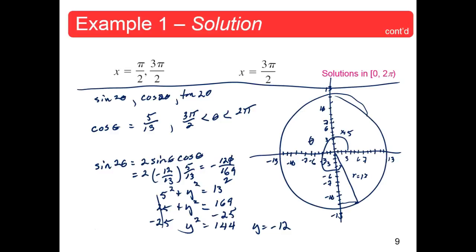All right, how about cosine 2 theta? Can we do that? What in the world is cosine 2 theta? Anyone give me a hint? Oh, it's been a long time since Tuesday. What was cosine 2 theta?